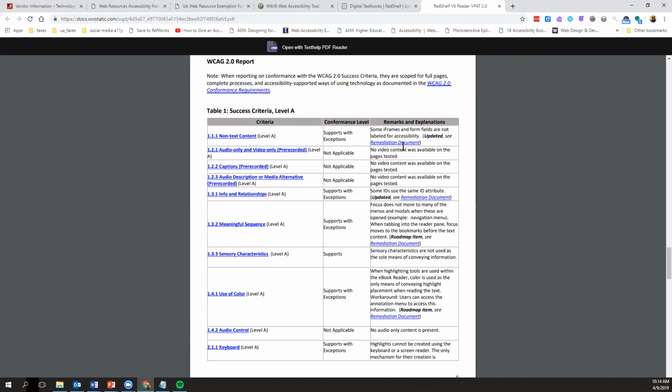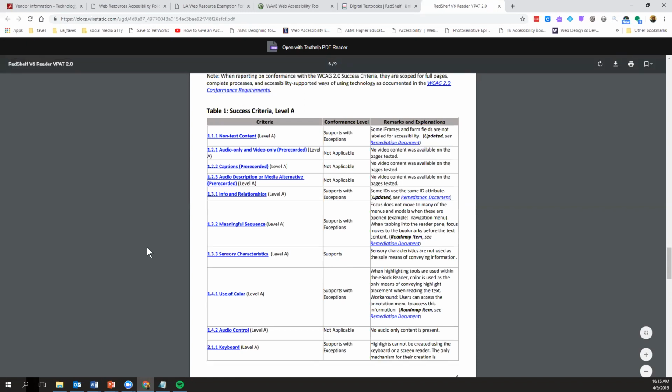It looks like they have some updated information in their remediation document. For not applicable, we have an explanation of why it's not applicable: no video content was available on the pages tested. Supports with exceptions. For 1.3.1, some IDs use the same ID attribute. So the fact that we don't have all not applicables or all supports, and we have fairly detailed, specific remarks and explanations, is generally a good indicator that some thought has gone into completing this VPAT.